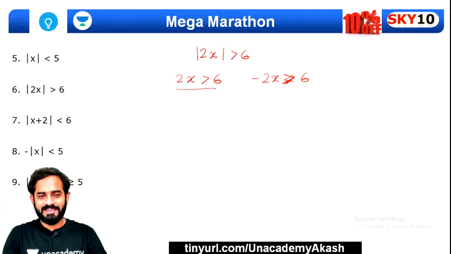x is greater than 3, and here if you multiply this by minus 1, you will get x is less than minus 3.